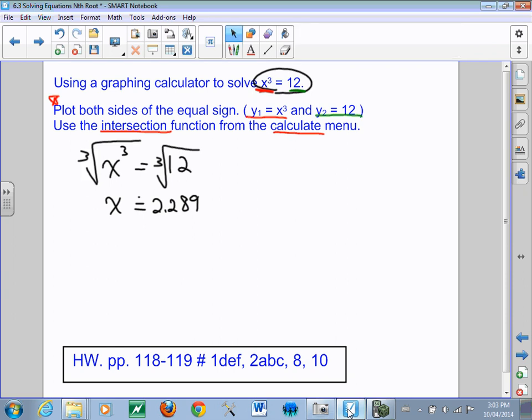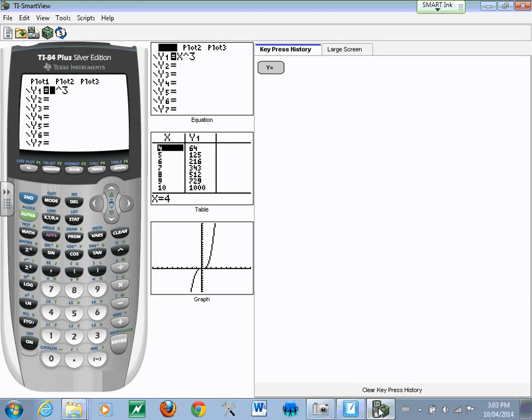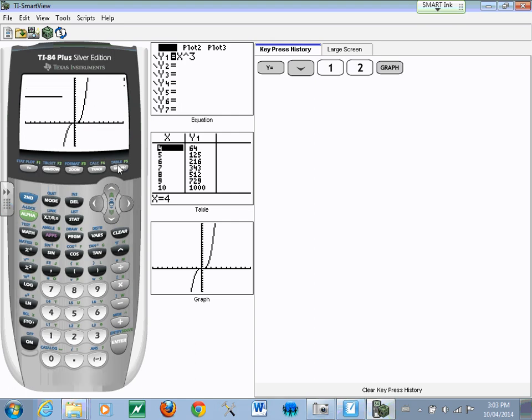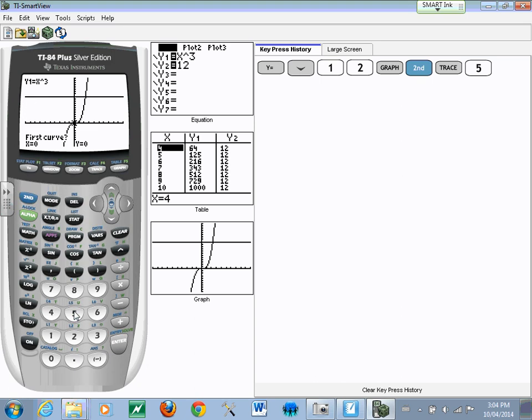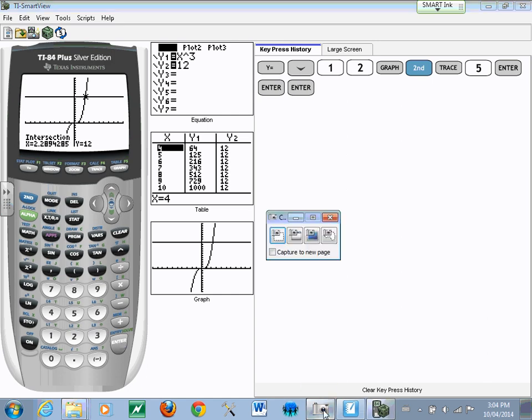All right, now we're back to the graphing calculator. I already have my one equation entered, and I need to put in 12. Sometimes you might have to adjust the window, but I fixed it so you can see the point of intersection. To do this, you're going to press second trace, which is your calculate menu. Look for the intersect button, which is 5. Make sure it's flashing on one of your equations. Hit enter. It should go to the other one. Hit enter. It says guess. And there's your intersection.